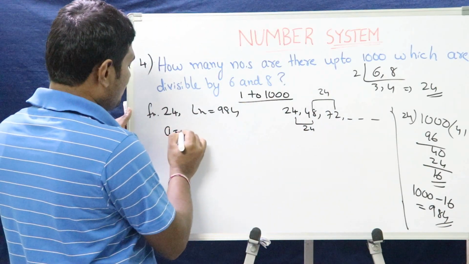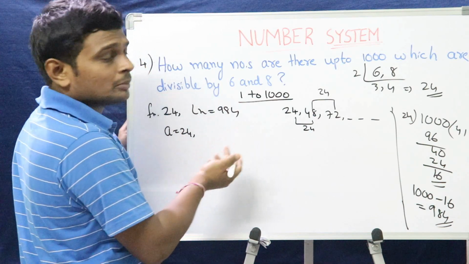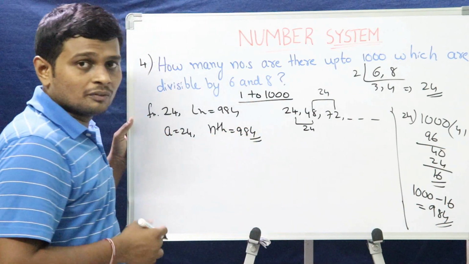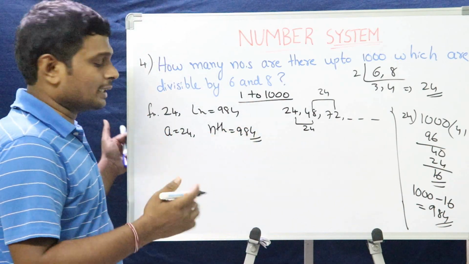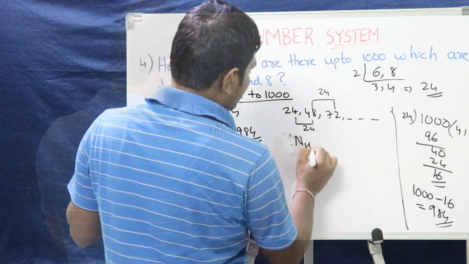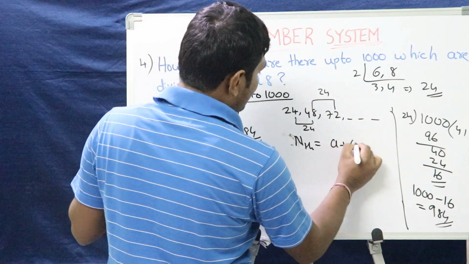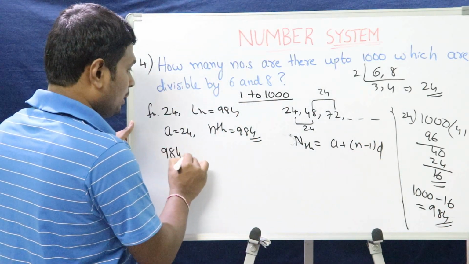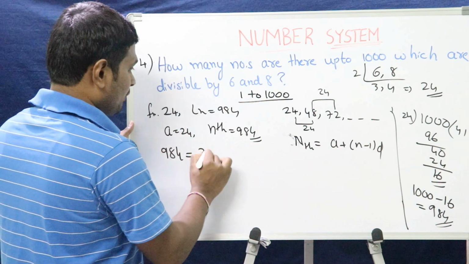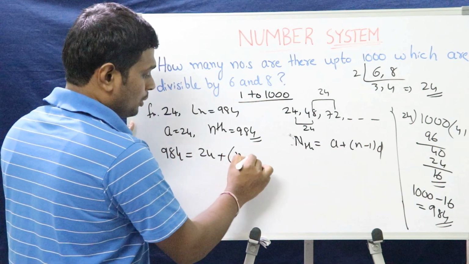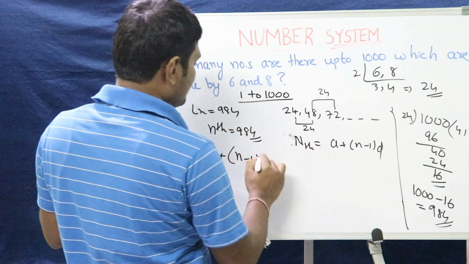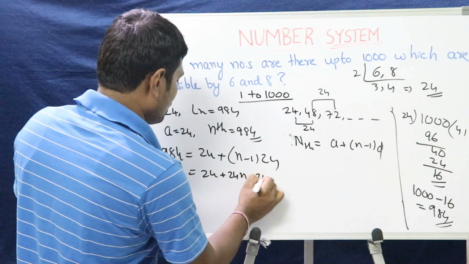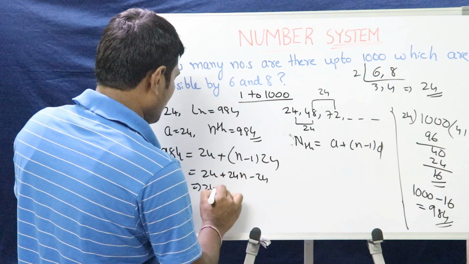We know the initial term, 24. We know the last term. Let's assume it as the nth term, that is 984. We need to find out n. How many numbers are there? We know the nth term in an arithmetic progression is a plus n minus 1 into d. So 984 equals 24 plus n minus 1 times the difference. We don't know n; we need to find out n. The difference is 24. Let's solve this one. 24 plus 24n minus 24, that is 24n.